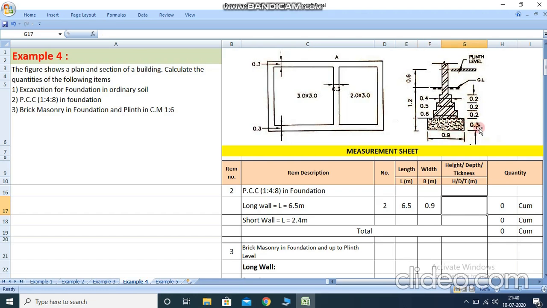So see this figure. I show you by the cursor. So here 0.3 meter thickness is given. So write here 0.3. Now next is the short wall. So here in total 1, 2 and 3, three short walls are given. So write here 3.